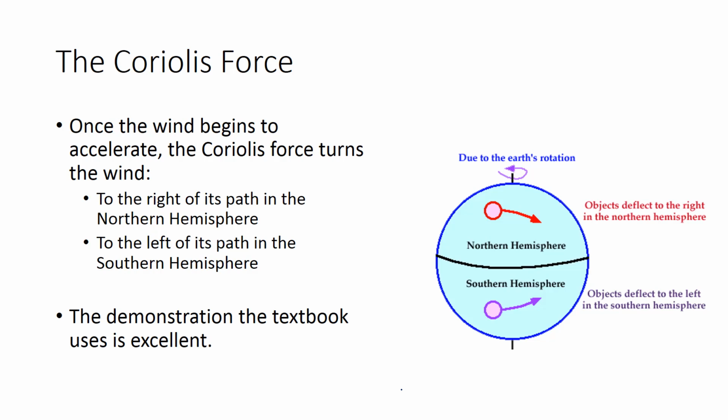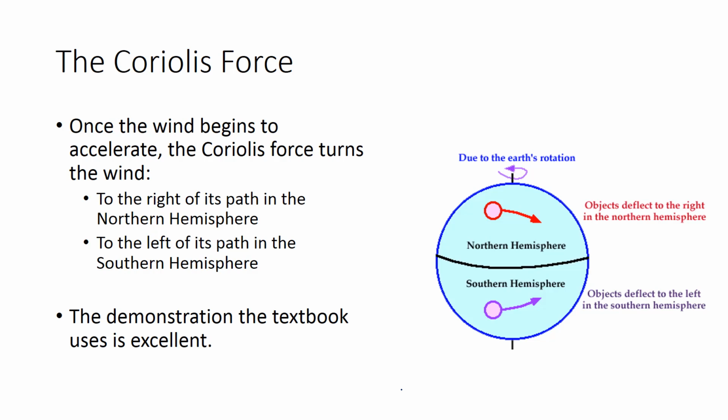And what I really want you to know is that the Coriolis force turns the wind to the right of its path in the northern hemisphere, to the left of its path in the southern hemisphere. And actually, the textbook has a really good demonstration on how this works, and there's actually a video demo that I'll include in the comments as well as on this assignment. I didn't do it, so I can't take credit for it, but it works really well.